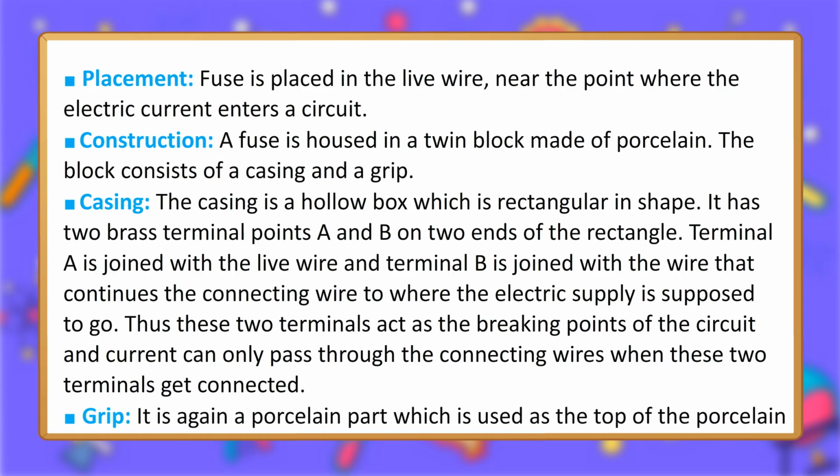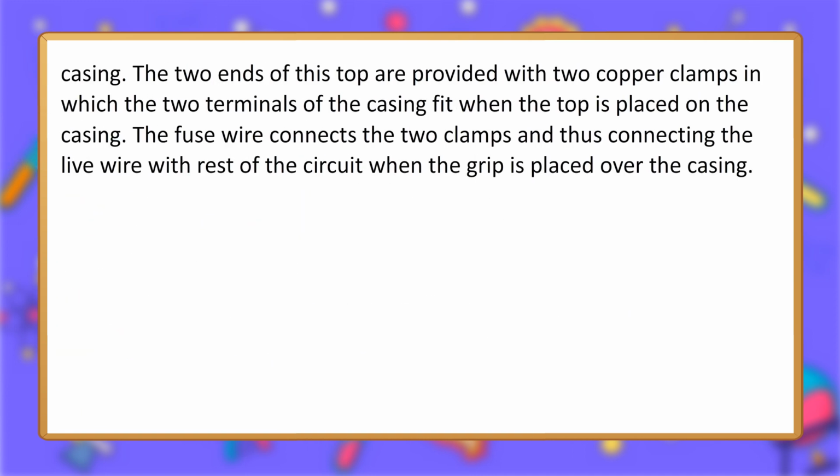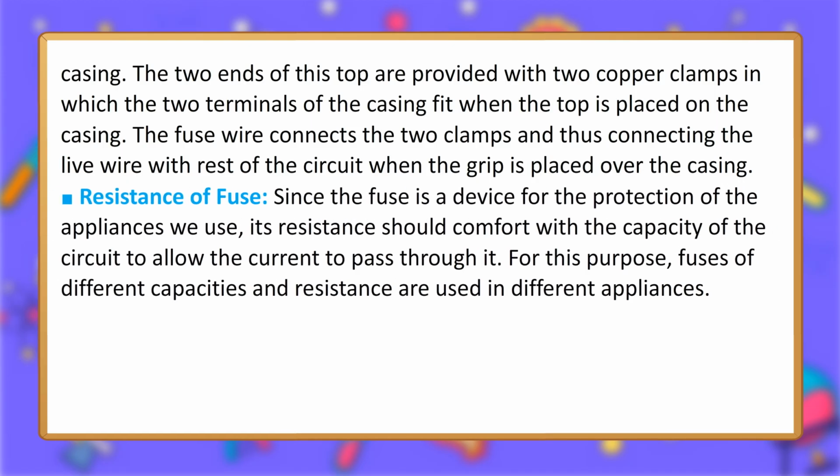Grip. It is again a porcelain part which is used as the top of the porcelain casing. The two ends of this top are provided with two copper clamps in which the two terminals of the casing fit when the top is placed on the casing. The fuse wire connects the two clamps and thus connects the live wire with the rest of the circuit when the grip is placed over the casing.